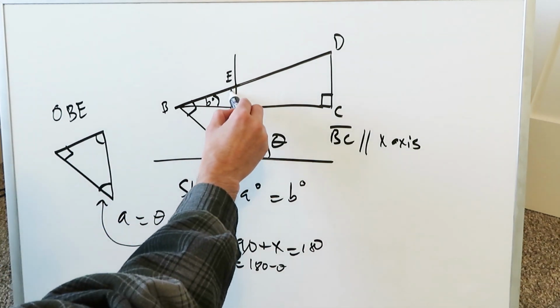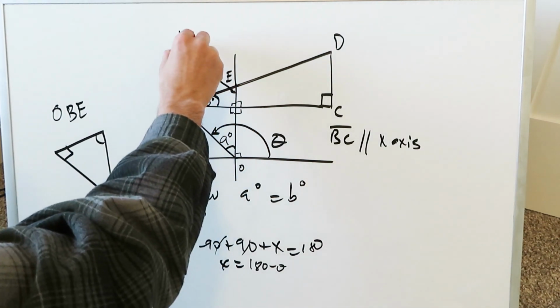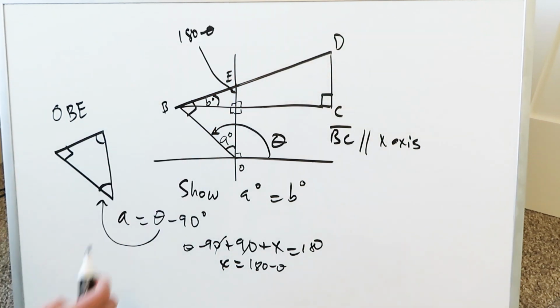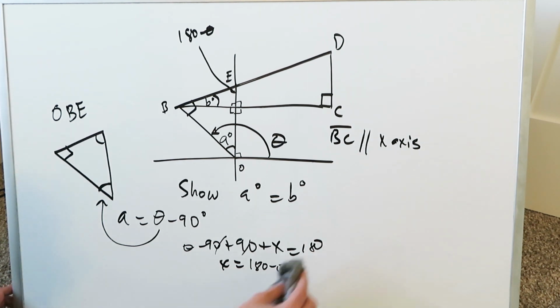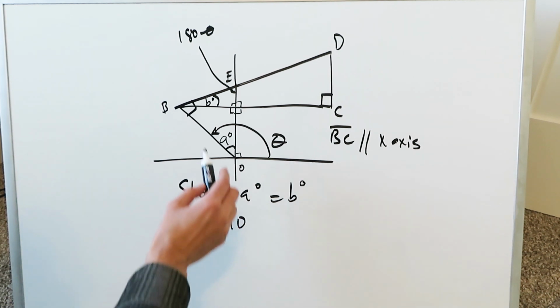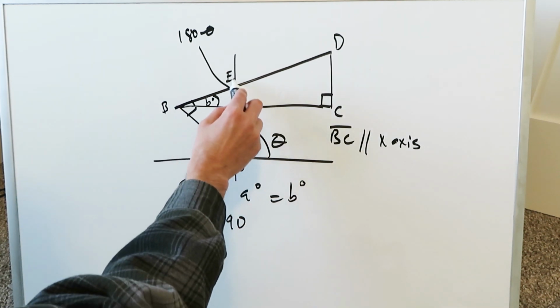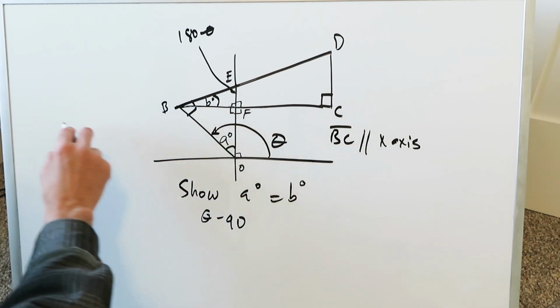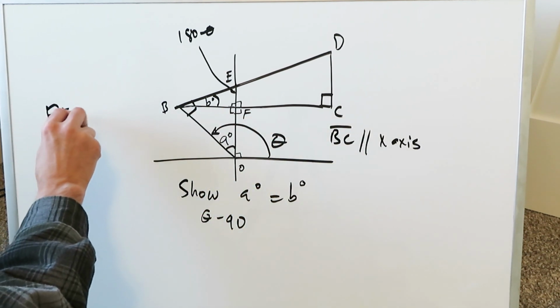But that angle right there will correspond to this angle right over here. And that's 180 minus theta. So that has been done for us. So we've made some very good progress over here, because we're not too far away now from determining the angle B. We know that A is equal to theta minus 90. Now let's look at this small triangle right over here. Let me call this point F. We're now looking at BFE.